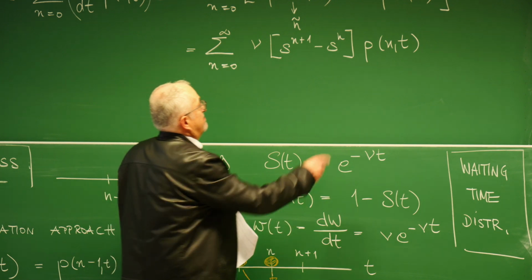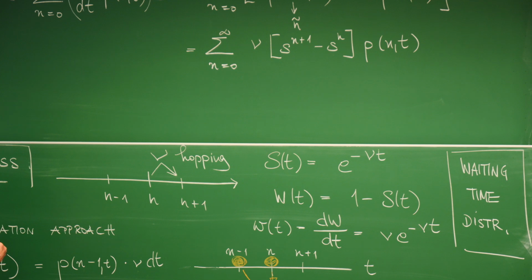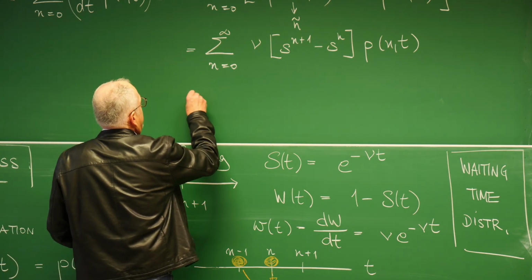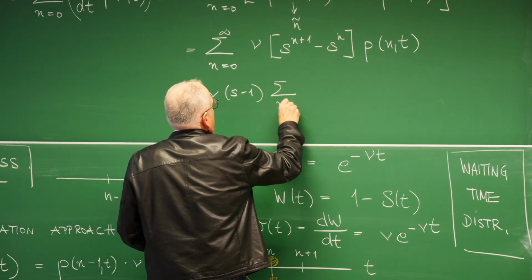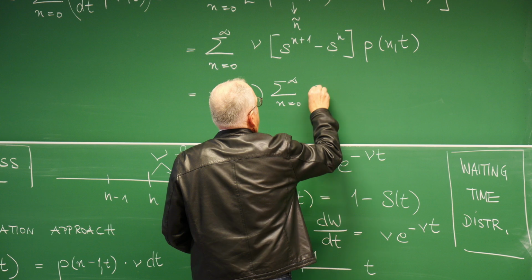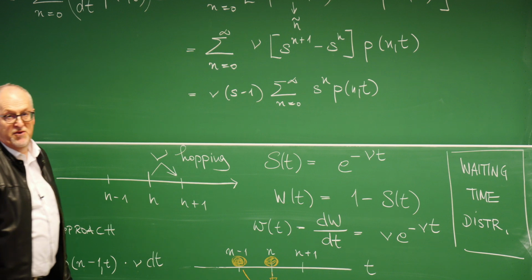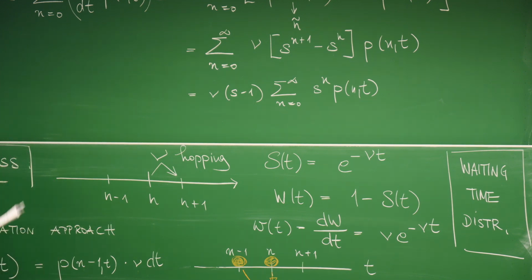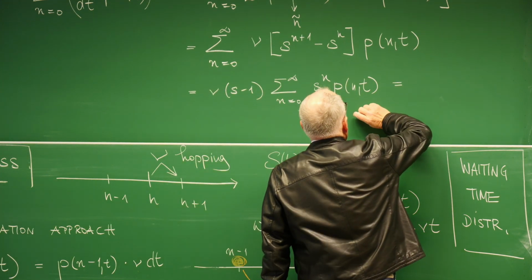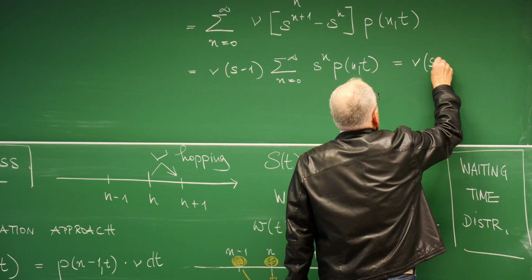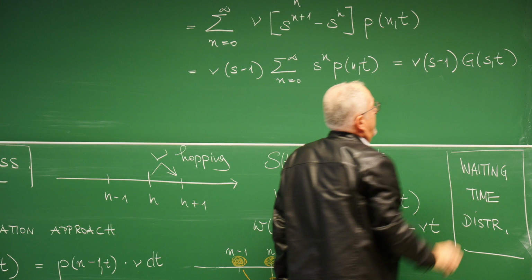Right? So I can pull out the s to the n. Then I have in the bracket s minus 1, and I can pull this up front. So it's nu (s minus 1), sum from n equals 0 to infinity, s to the n, p of n and t. And now you recognize the object is again the generating function, and the differential equation that I have in total is a prefactor times g of s and t.